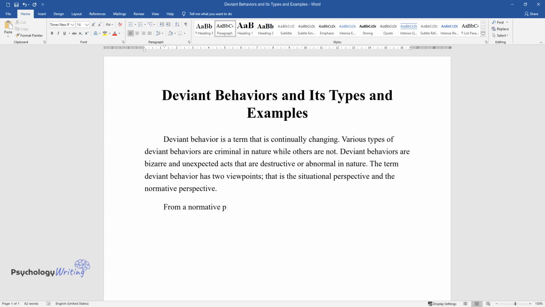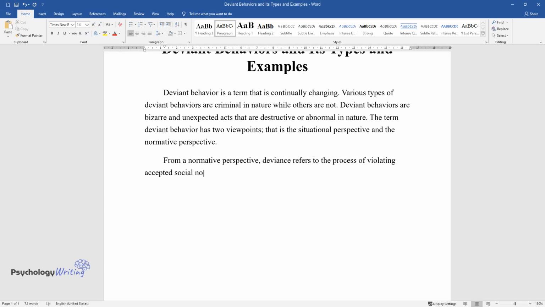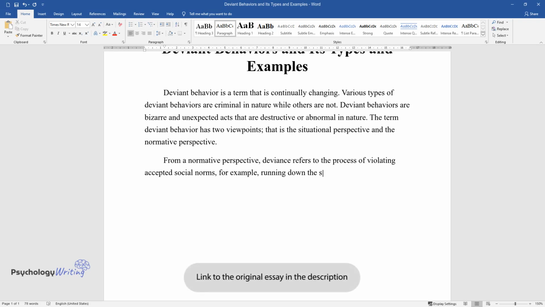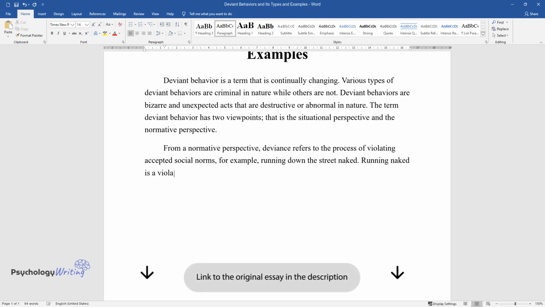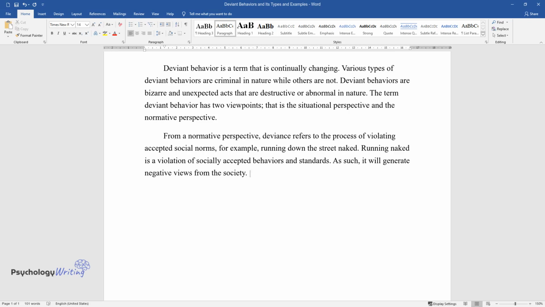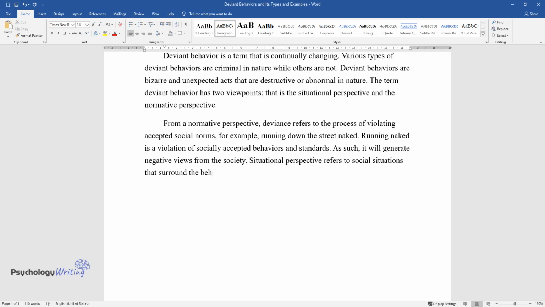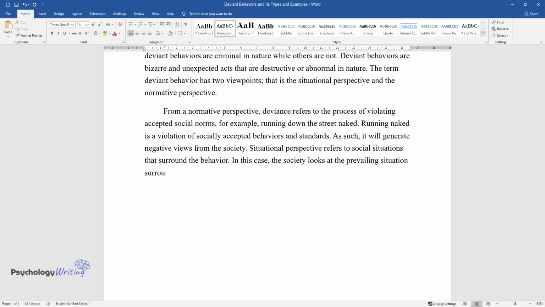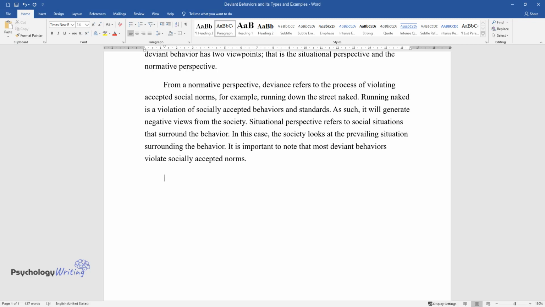From a normative perspective, deviance refers to the process of violating accepted social norms, for example, running down the street naked. Running naked is a violation of socially accepted behaviors and standards. As such, it will generate negative views from the society. Situational perspective refers to social situations that surround the behavior. In this case, the society looks at the prevailing situation surrounding the behavior. It is important to note that most deviant behaviors violate socially accepted norms.